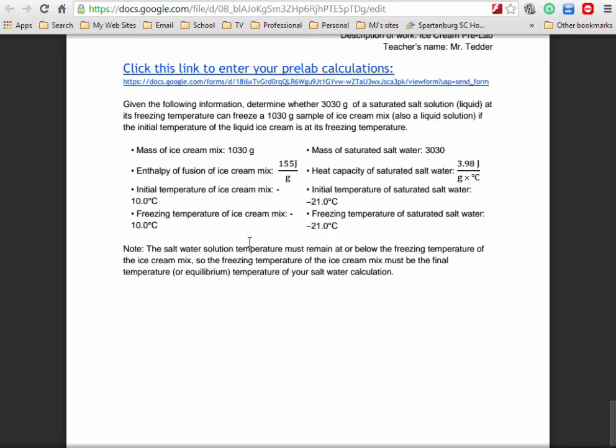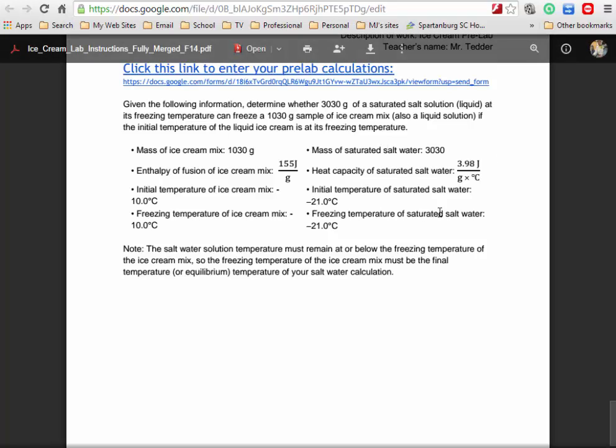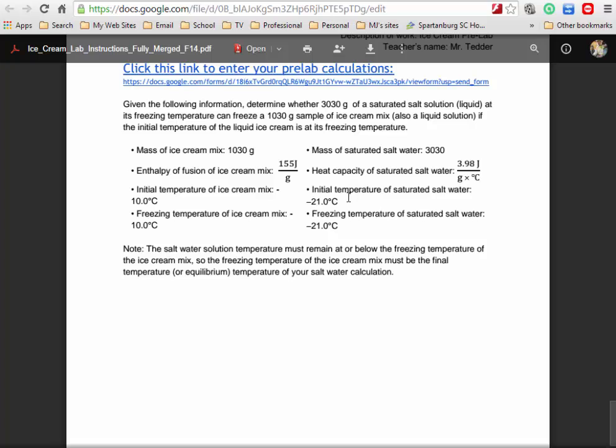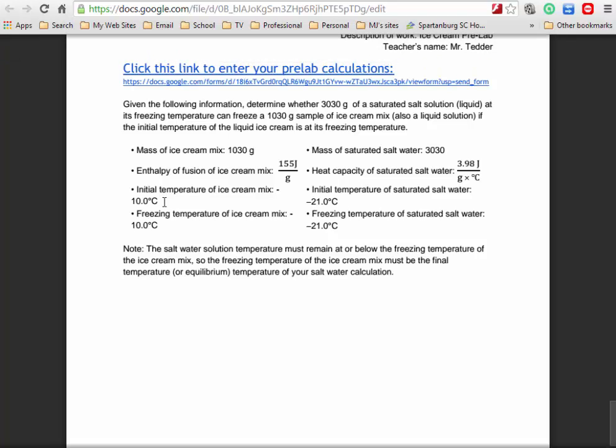So the ice cream mix freezes at negative 10 degrees C. On the side over here to the right, the saturated salt water solution can't get any warmer than negative 10 degrees C. Just make sure you recognize that's negative 10 degrees C. This salt water solution can't get any warmer than negative 10 degrees C and still freeze the ice cream mix. So the final temperature you want to calculate is the negative 10 degrees C.